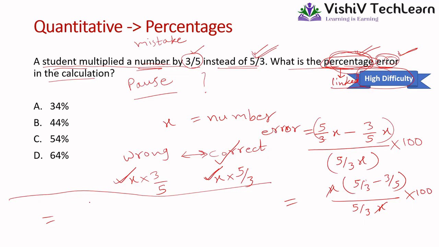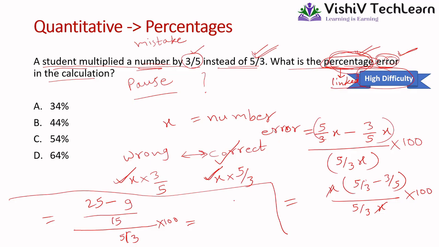5 5s are 25. 25 minus 3 3s are 9. 25 minus 9 divided by 5 3s are 15. So divided by 15. And this entire figure divided by 5 by 3. Here we can mention it, 5 by 3. And multiplication by 100 will be as it is. Then solving it further, we can calculate this.